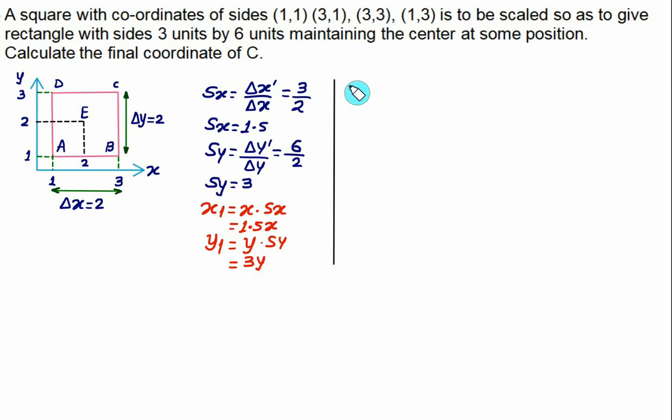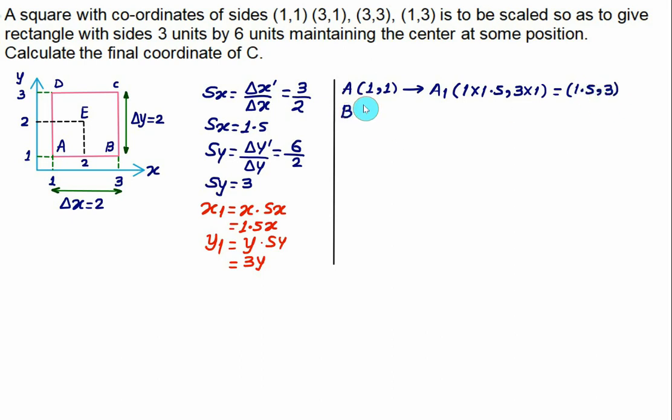So we have A, which is originally equal to 1, 1. After scaling it will become A1, such that we have x into Sx, so we have 1 into 1.5, comma 3 into y, so we have 3 into 1, that equals 3. So this point will become 1.5, comma 3. Likewise, we can calculate the rest of the points.